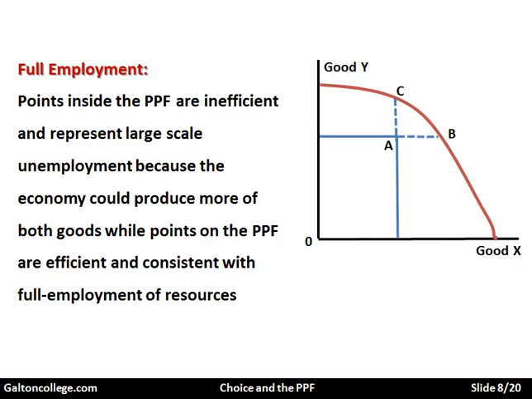So points inside the production possibility frontier are inefficient and represent, for example, large scale unemployment, because the economy could produce more of both goods, while points on the PPF, on the production possibility frontier, are efficient and consistent with, let's say, full employment of resources. The resources are fully and effectively employed. So anywhere inside is inefficient.